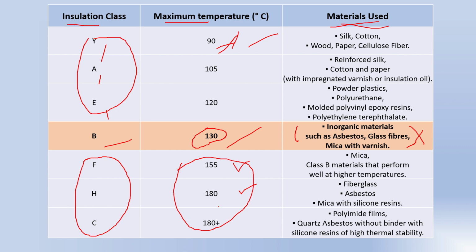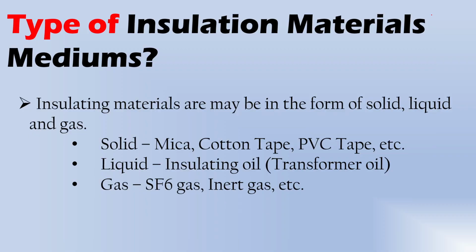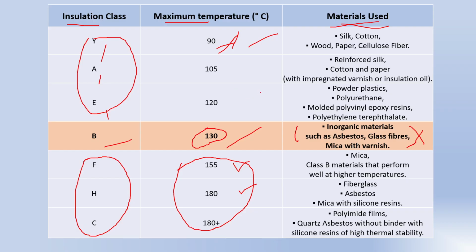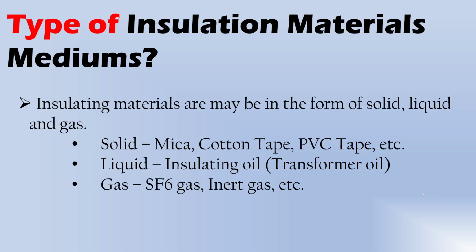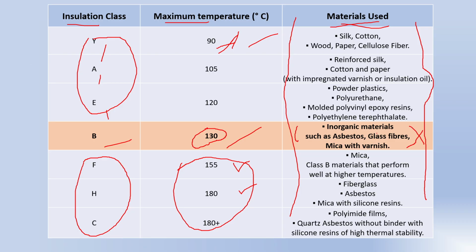The next thing is the type of insulation material medium we are using. As I showed in this slide, these materials are all solid types, not liquid or gas. But we have liquid and gas type insulation materials also. In solids we have mica, cotton tape, PVC tapes, etc. Asbestos and fiberglass, which I showed before, are all solid type insulation materials.